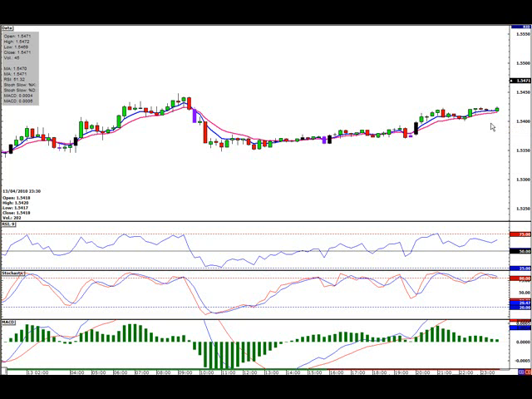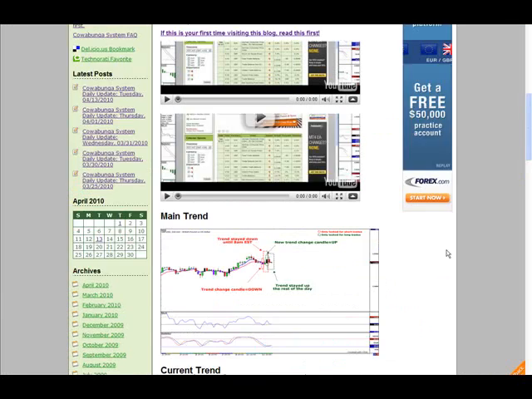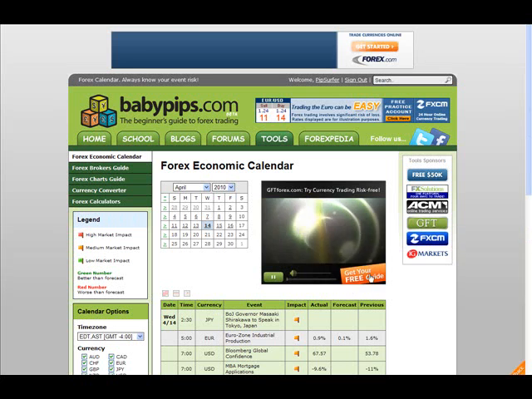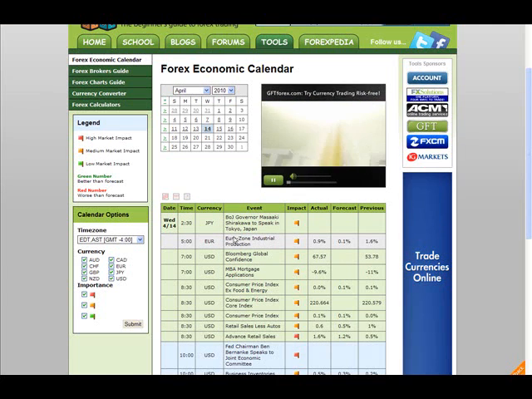So this is my 15-minute chart. I moved it back to before midnight, but before I start trading, I've got to take a look at my news events for the day. So you can go to babypips.com, click on the Tools tab. It should automatically bring up the news events for the day.